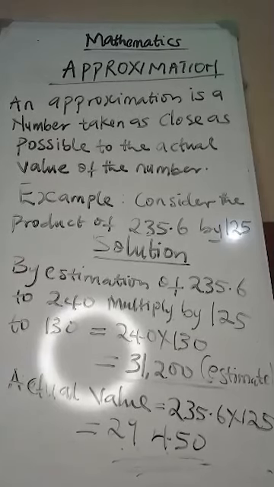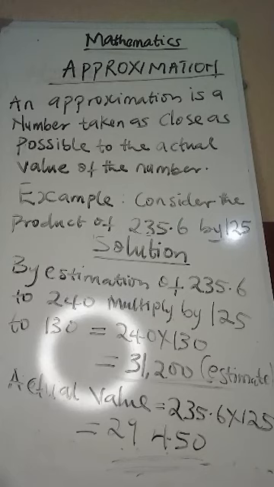Our topic: approximation. An approximation is a number taken as close as possible to the actual value of the number. For example, let's say you have 3.5. When you are asked for the approximation of 3.5, it becomes automatically 4. So here we have an example we want to consider.